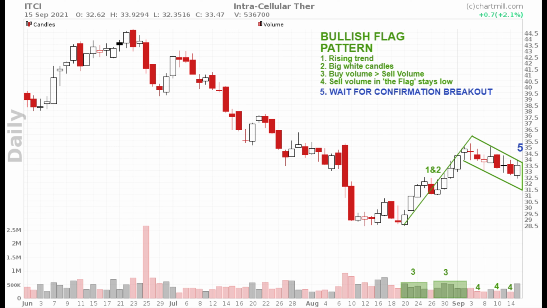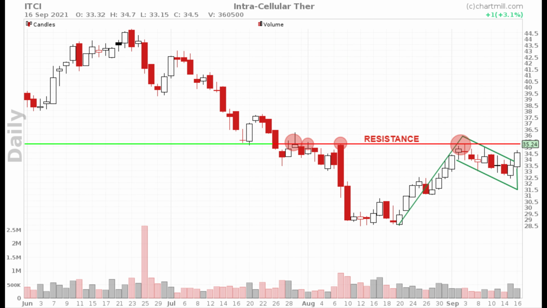The confirmation move occurs the following day. The price rose by more than 3% and closed just below the high of day. Moreover, the closing price was clearly above the bullish flag pattern, which confirmed and completed this pattern. So the next step is a no-brainer, a buy setup above that last candle.